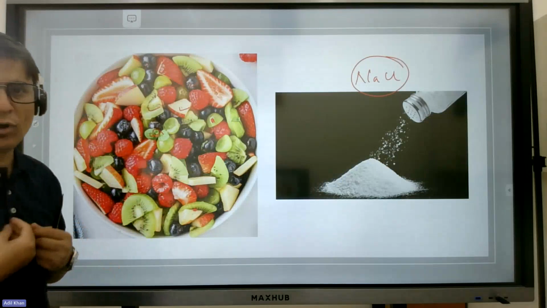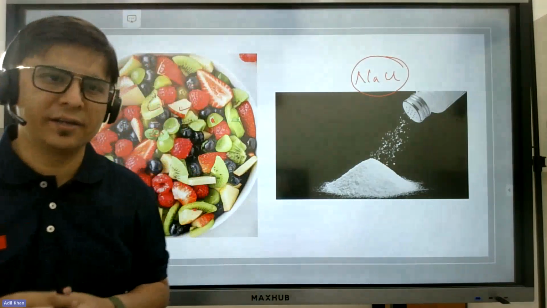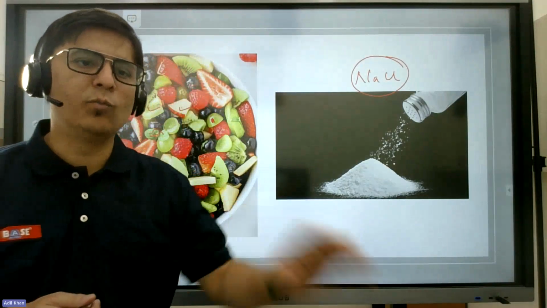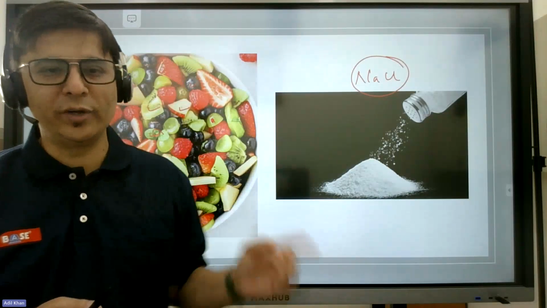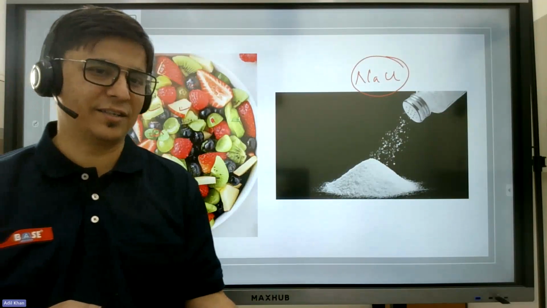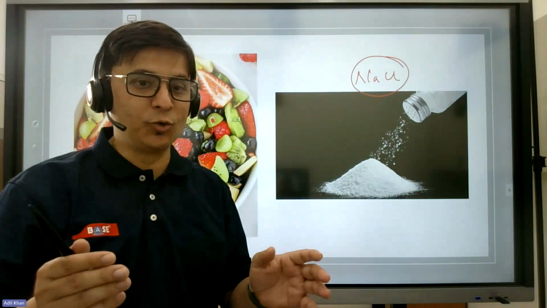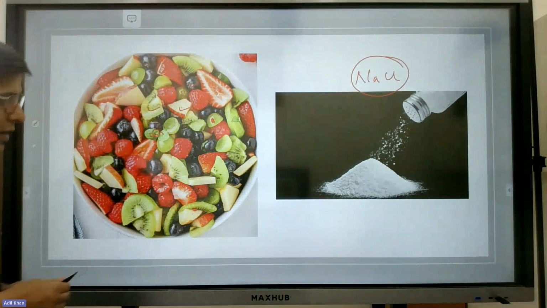For example, if I want to make a fruit salad or fruit platter for myself and I like more kiwi, then I will put more kiwi inside it. But if my friend is coming and I don't want him to eat kiwi, then I will tell him kiwi is not there. I will put more apple and papaya inside it. So in mixtures, you can decide how much amount you are putting. It's not uniform or standardized.